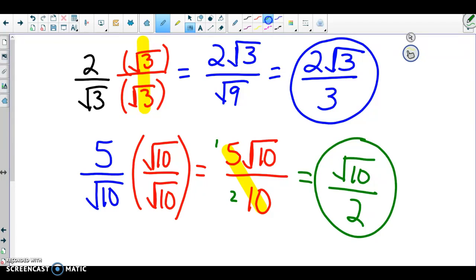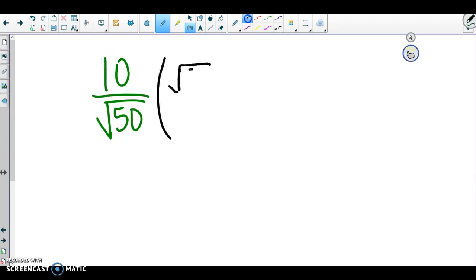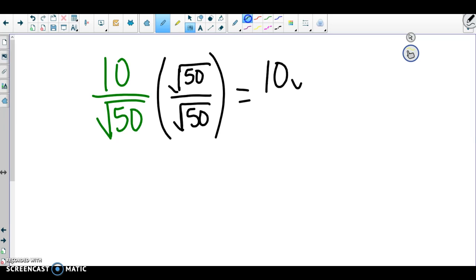Okay, let's look at one more example. Let's do 10 over the square root of 50. All right, so we can't have that radical in the bottom. So in order to get rid of it, I'm going to multiply both numerator and denominator by the square root of 50. Okay, well, the square root of 50 times 10 is just going to be 10 root 50. And then 50 times 50, and then the square root of it would just get us back to 50.